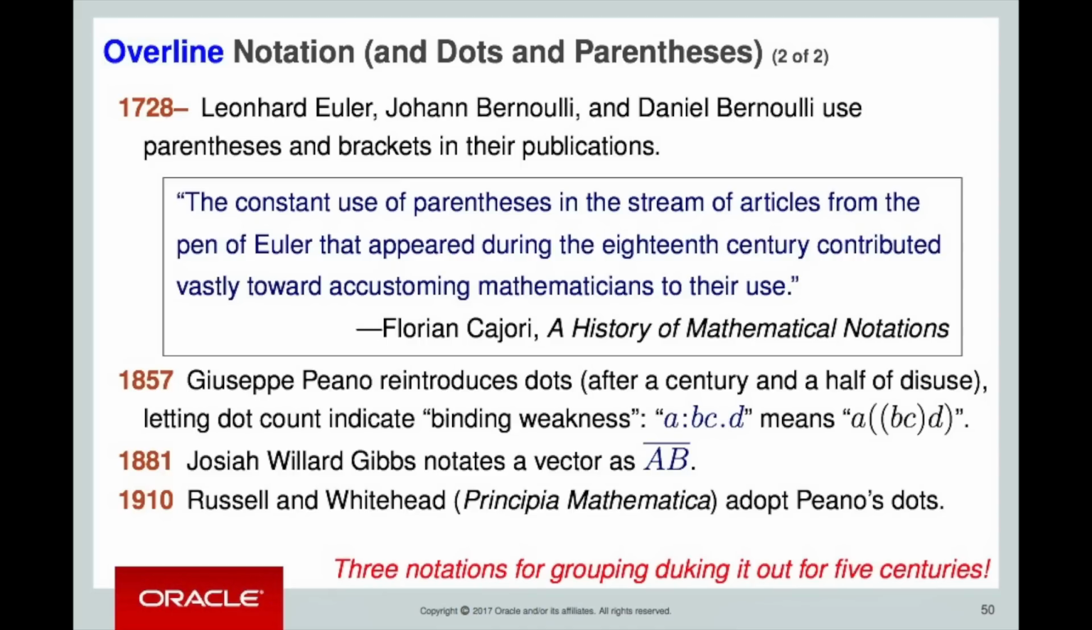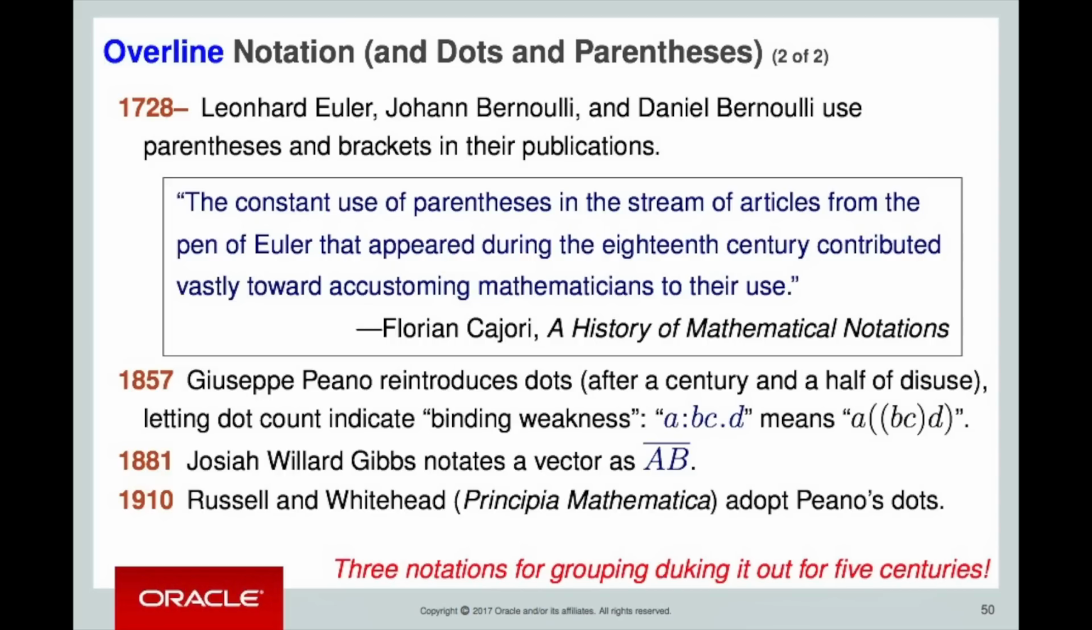And yet, 130 years later, Giuseppe Peano, the one of Peano arithmetic, reintroduces dots. They'd fallen into disuse for a century and a half. He decides to bring them back. So here's an example. When you write A:(BC dot D, that means that parenthesized expression. The idea is there are no dots between the B and C, so they bind most tightly. Then the place where there's 1 dot binds next most tightly, and 2 dots is the weakest of all. So the number of dots indicates binding weakness, which is a play on our usual term for binding strength, which is the inverse.